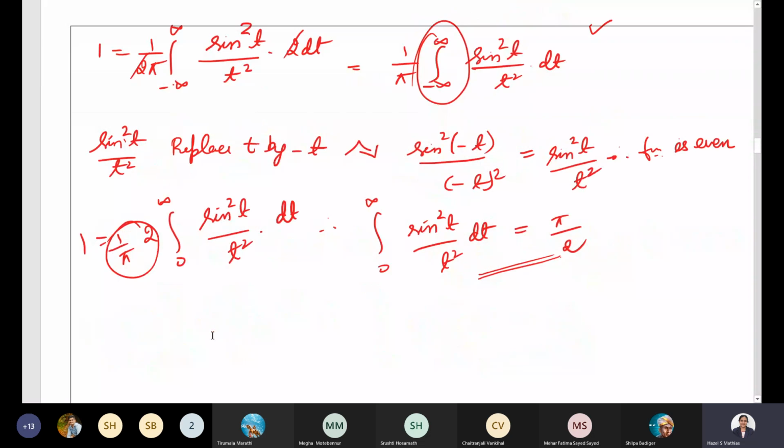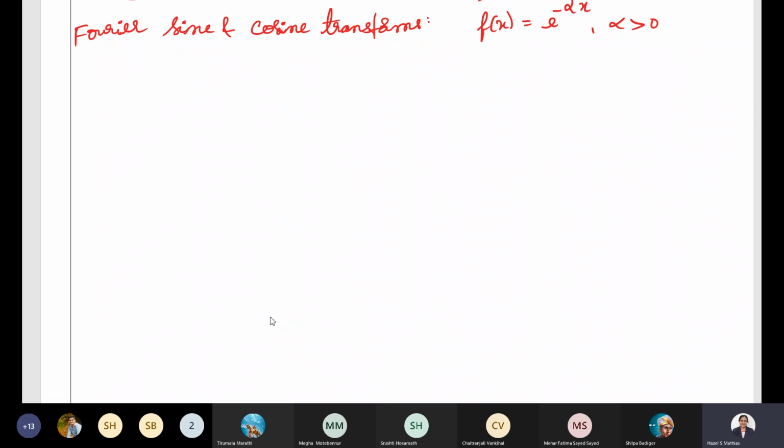Let's discuss the next question. Find the Fourier sine and cosine transforms. Now let's discuss Fourier sine and cosine transforms. First they have asked us to find the Fourier sine and cosine transform of the function f of x is equal to e power minus alpha x, where alpha is greater than 0. So we need to find the Fourier sine and Fourier cosine transform of this function.